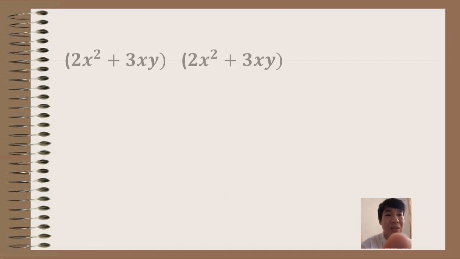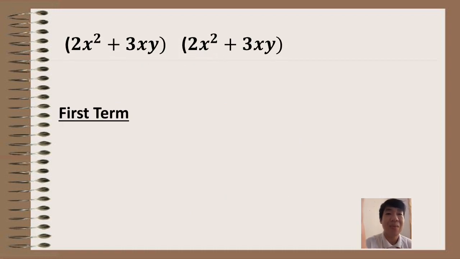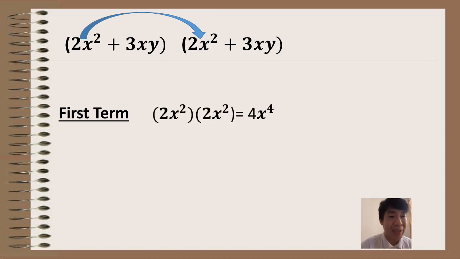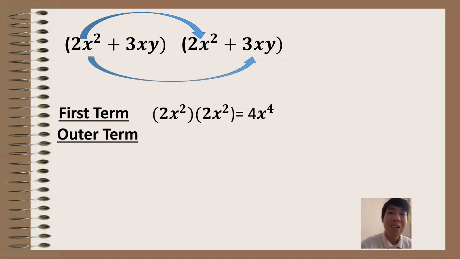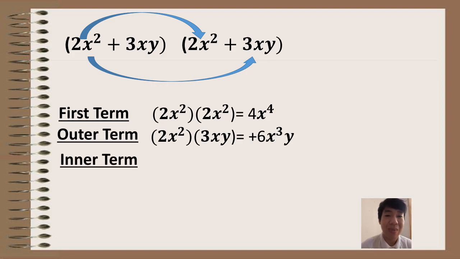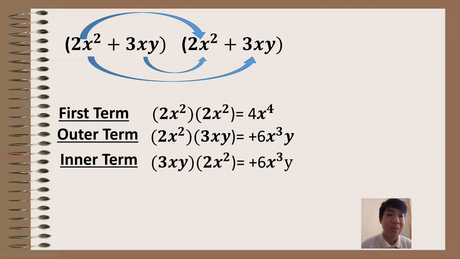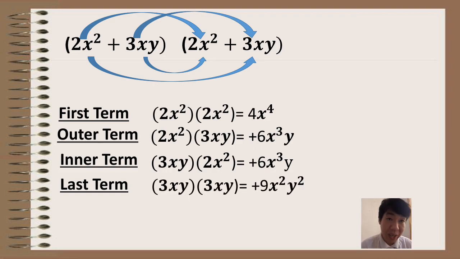So, let's solve. First term, 2x squared times 2x squared is equal to 4x raised to 4. Outer term, 2x squared times 3xy is equal to positive 6x cubed y. Inner term, 3xy times 2x squared is equal to 6x cubed y, right? Last term, we multiply 3xy times 3xy is equal to 9x squared y squared, right?